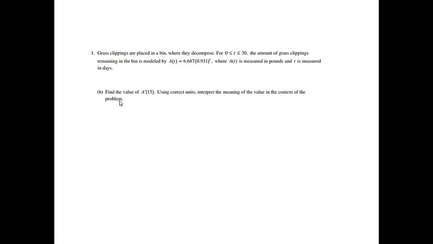All right, part B: find the value of A prime of 15. Using correct units, interpret the meaning of the value in the context of the problem. Well, for A prime of 15, all we need to do is just use math 8 because we're finding a derivative. So we are just going to find A prime of 15, and when we do that, we're going to get negative 0.164.